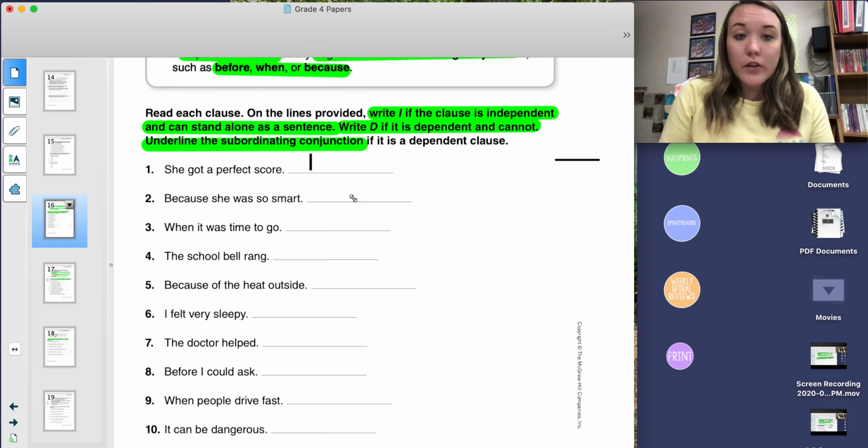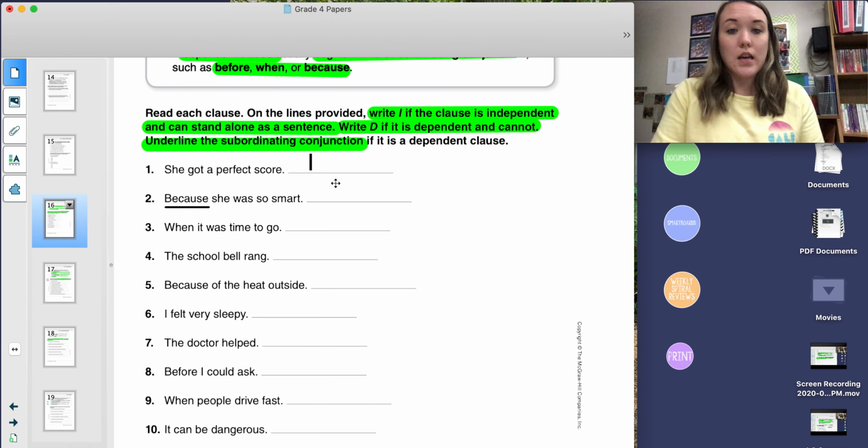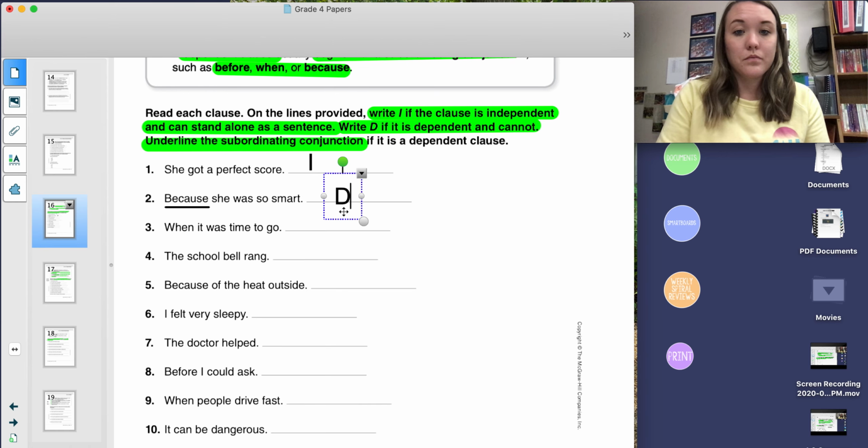Number 2, however, says, because she was so smart. This is a dependent clause because it cannot be a sentence on its own. I need to underline because, it is my subordinating conjunction. I can remind myself of them from the box above, and I need to put a D on the line. You will continue these directions for numbers 3 through 10.